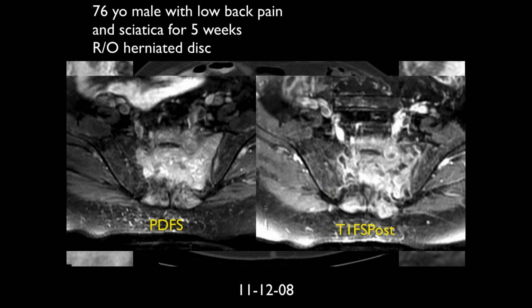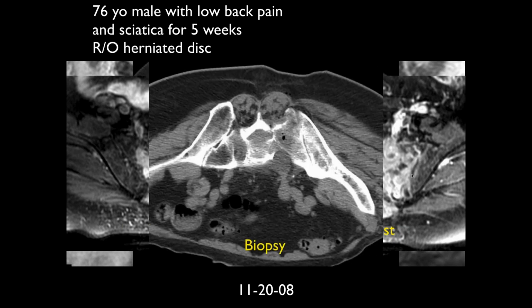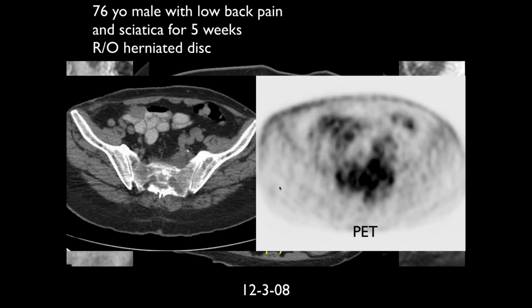PD fat set is hyperintense, and also a lot of enhancement, that axial post contrast. It looks like maybe even abscesses. I don't know if that's the neuroforamina. Maybe it's extending into the neuroforamina. And this looks like a CT for a biopsy. Maybe there's some gas there in the sacrum. I don't know if it's post-biopsy gas.